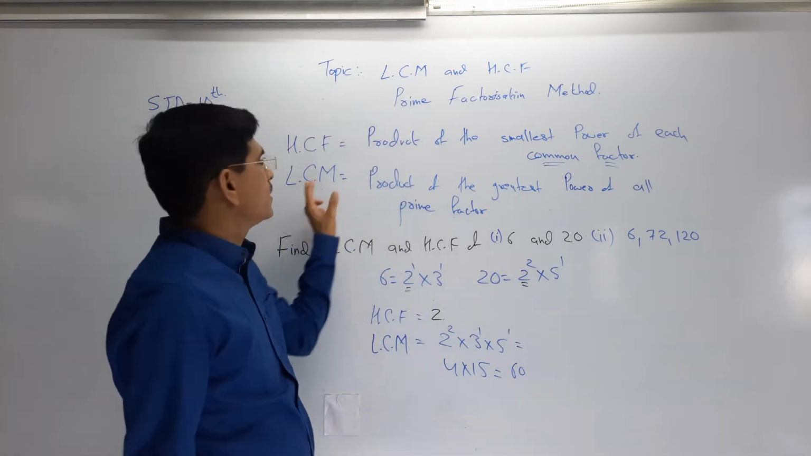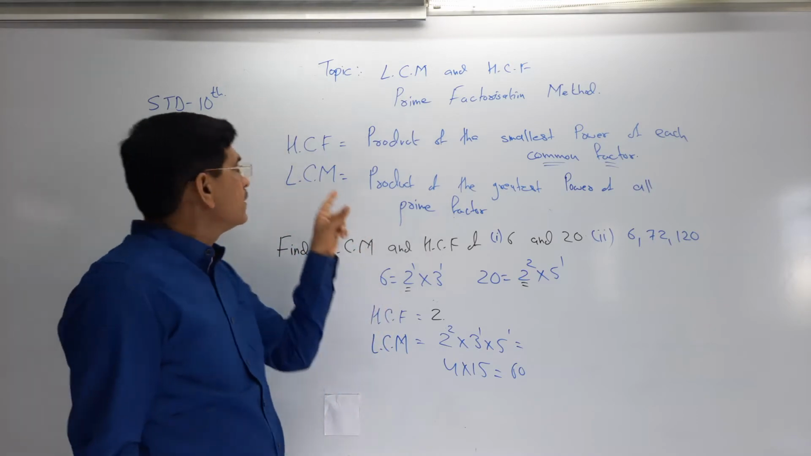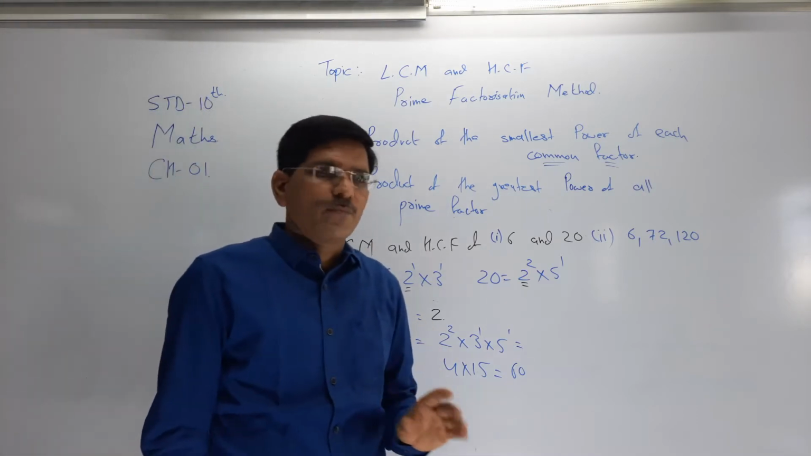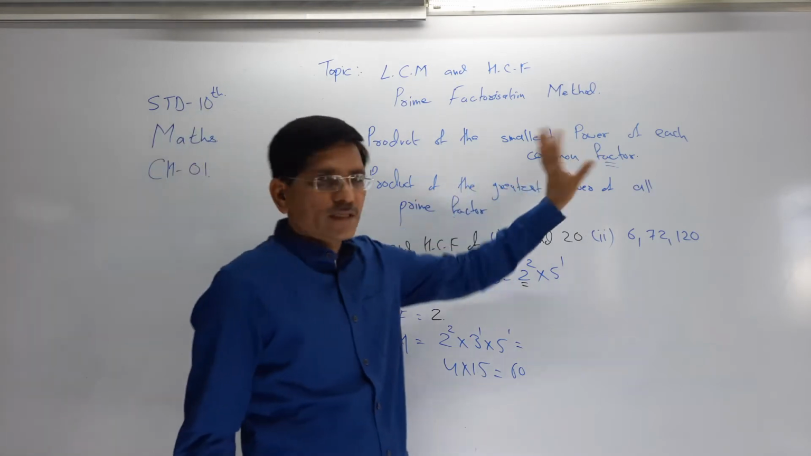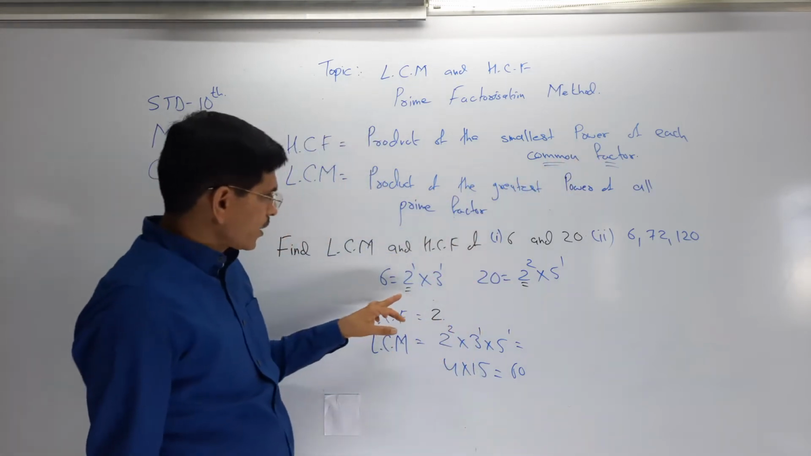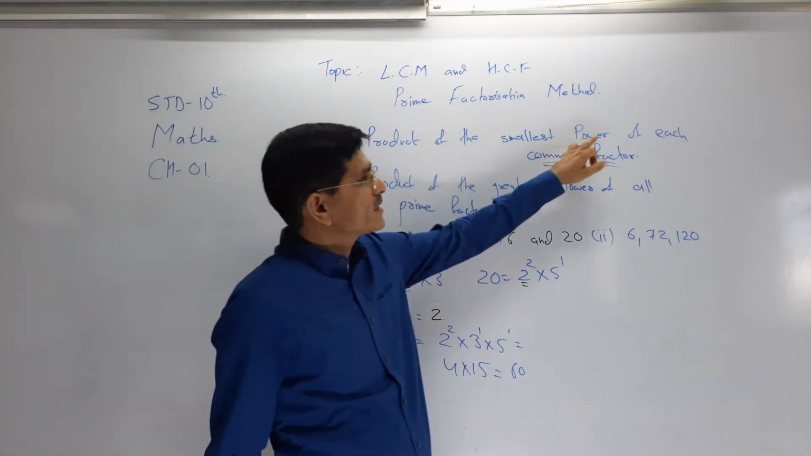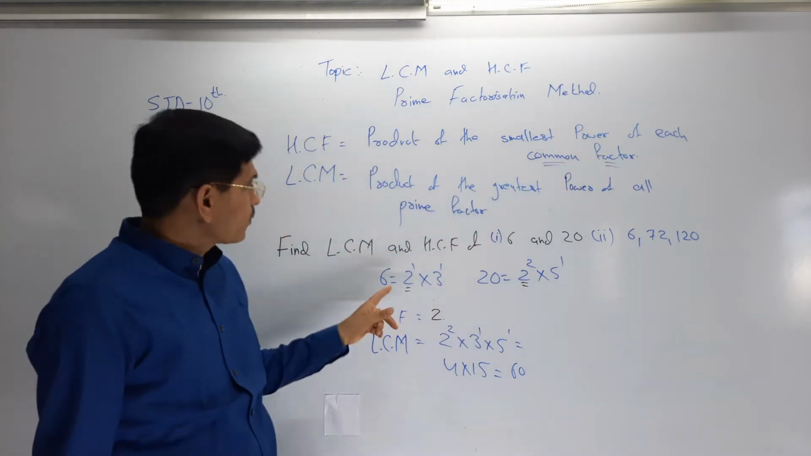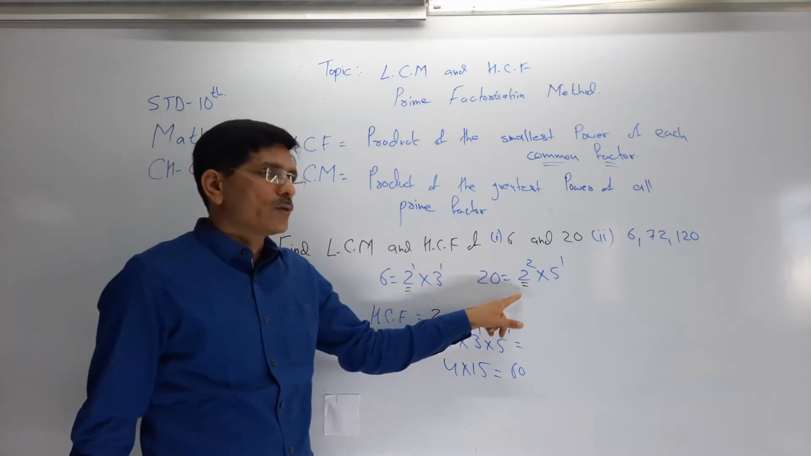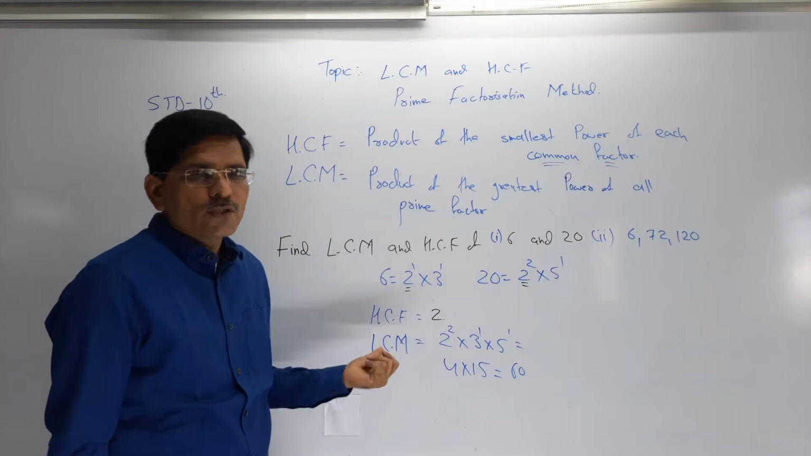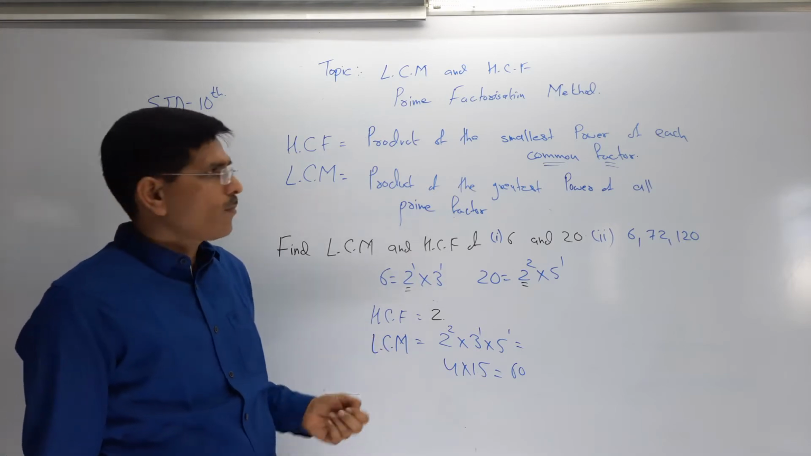Now according to the definition, HCF means common factor. First of all we see, here common is 2. Now the smallest power: here 2 to the power 2, here 2 to the power 1. So 2 to the power 1 is the smallest, so HCF is 2.